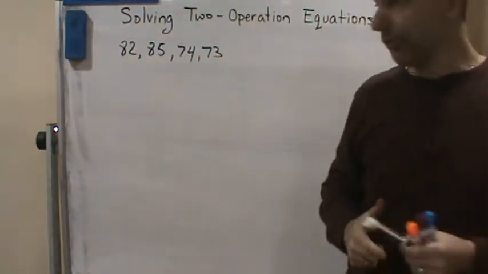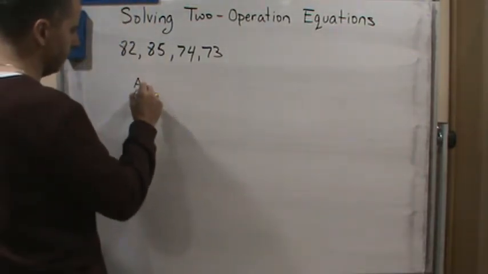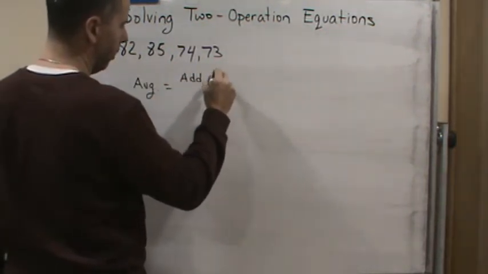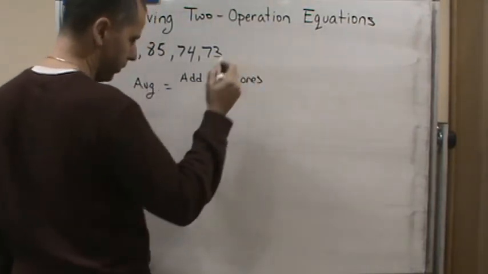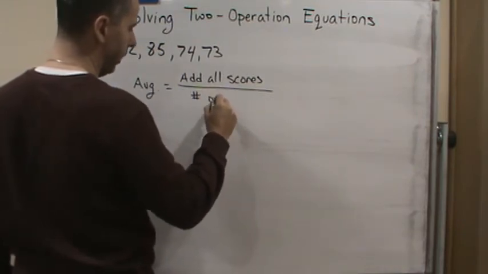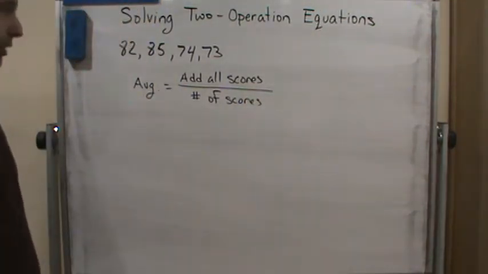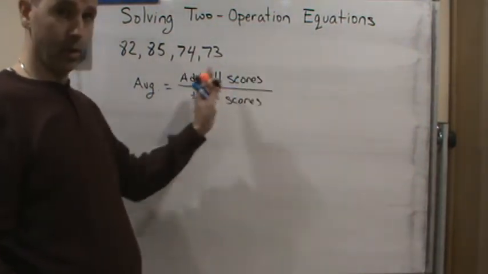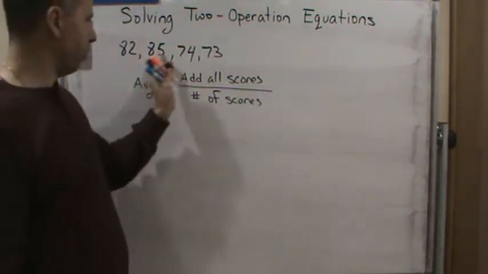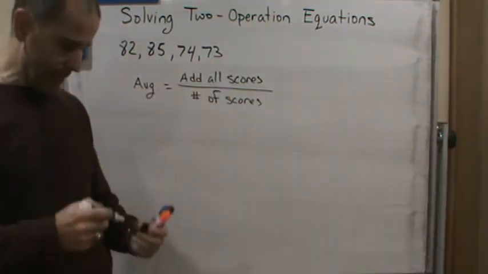What's the formula for an average? We need to know that. An average is when you add all the scores or numbers, and then you divide by the number of scores. You take the sum of all the scores and you divide by the number of scores. If I wanted the average of these 4 test scores, I would add them all up and divide by 4. That's how you calculate the average.